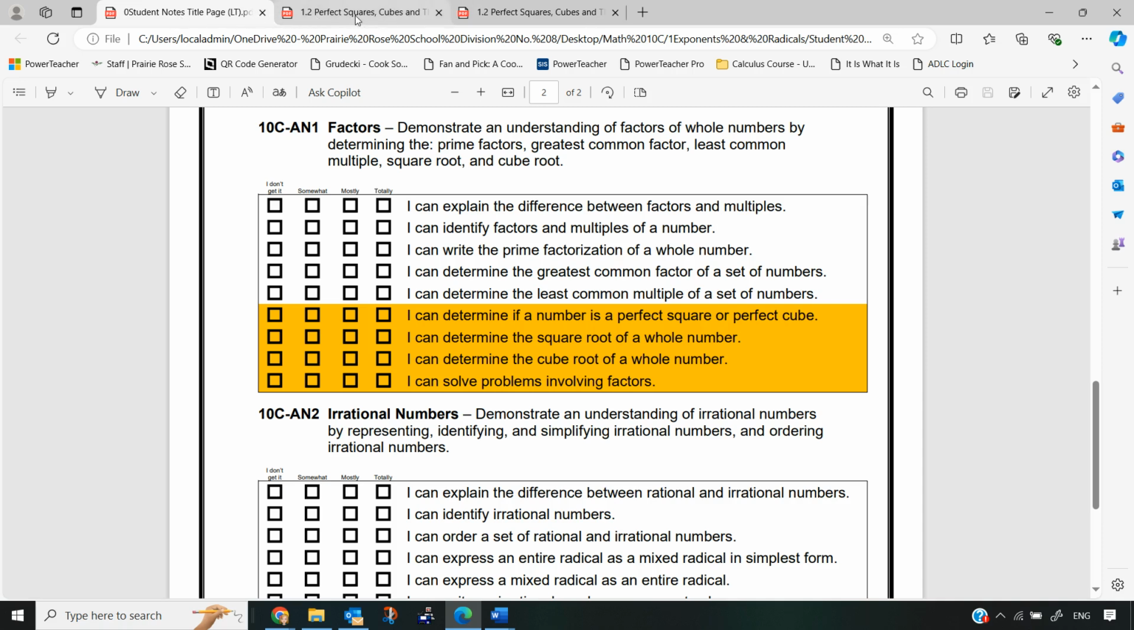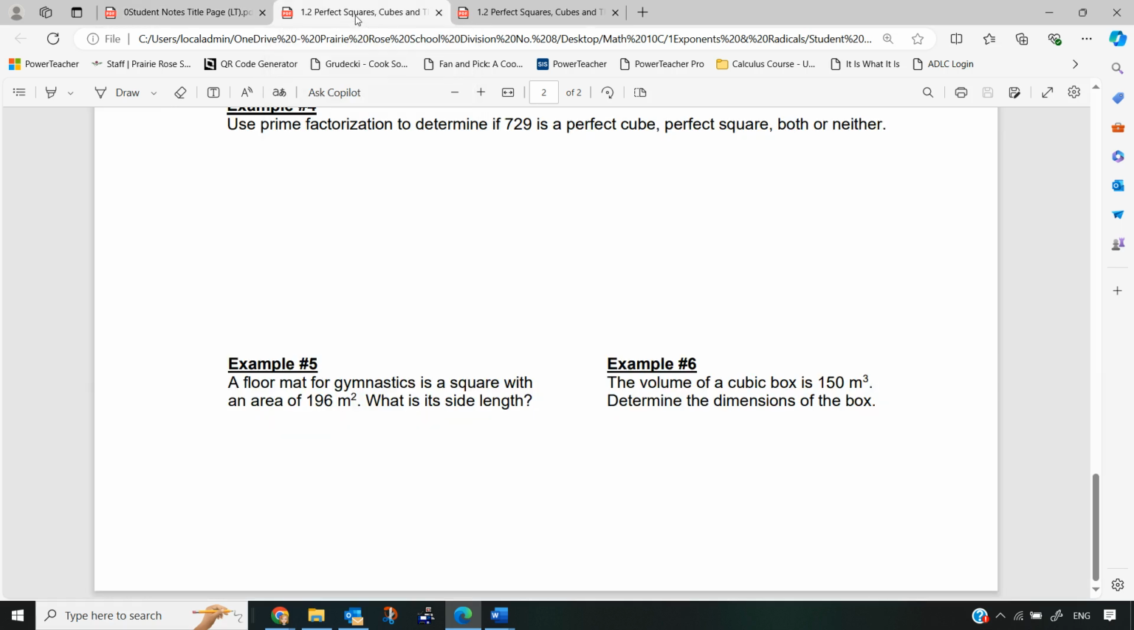All right, so let's take a look at the lesson. We're actually going to start at the end of the lesson and then go back to the beginning. So we have two examples here. Example number 5 says a floor mat for gymnastics is a square with an area of 196 meters squared. What is its side length?